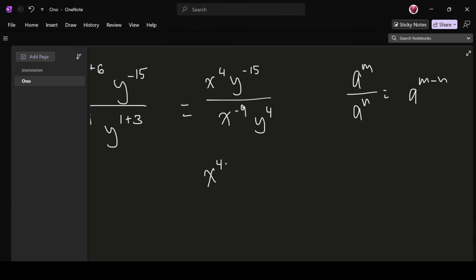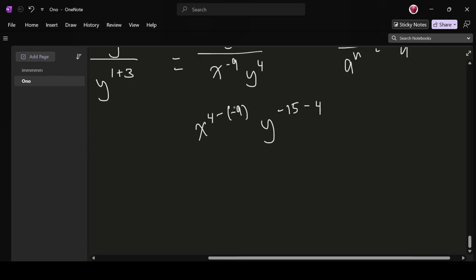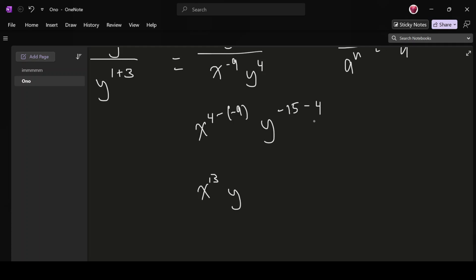X to the power of 4 minus negative 9, right? The minus is from the formula, and the second negative is from here. Y, from negative 15 minus 4. This is where I get the 4, and again the minus comes from here. Negative meets negative, that will result in positive. So 4 plus 9, that is 13. Negative 15 minus 4, that's negative 19.